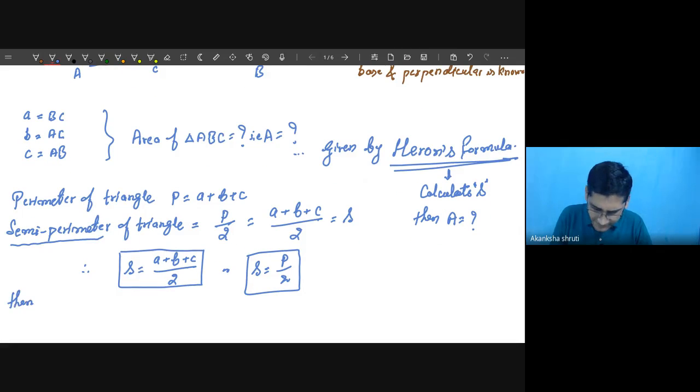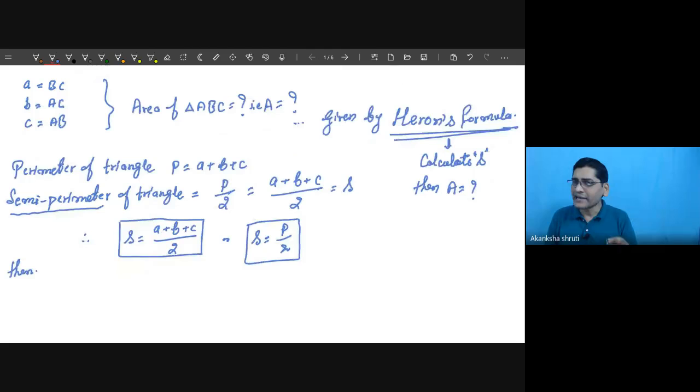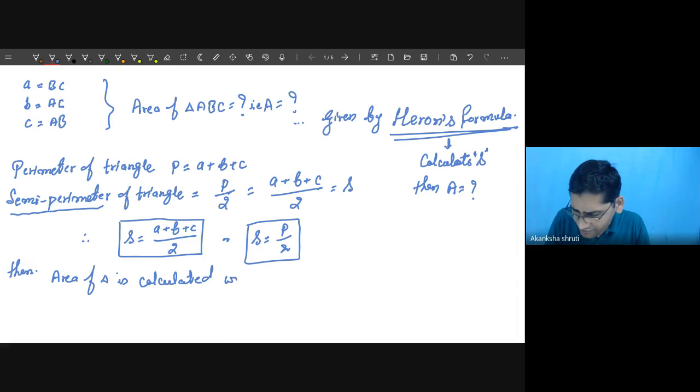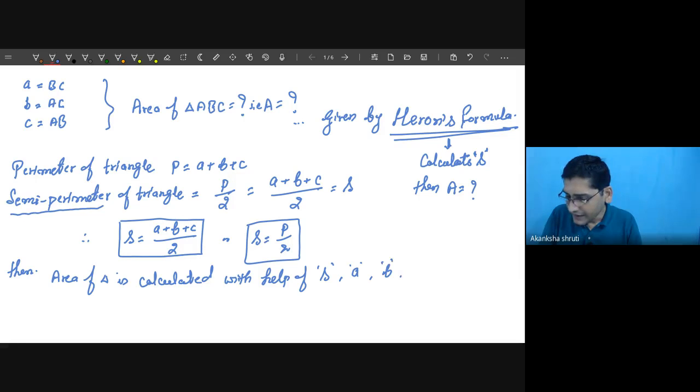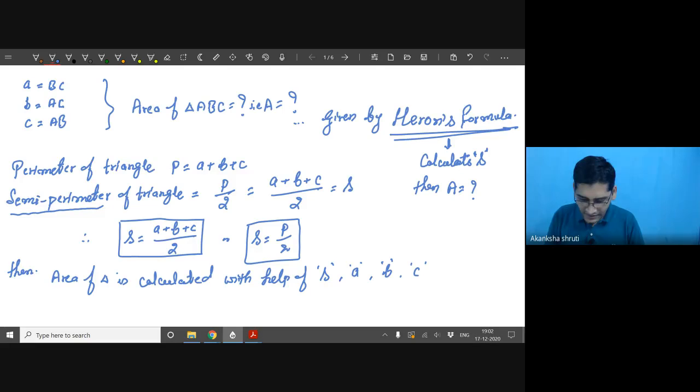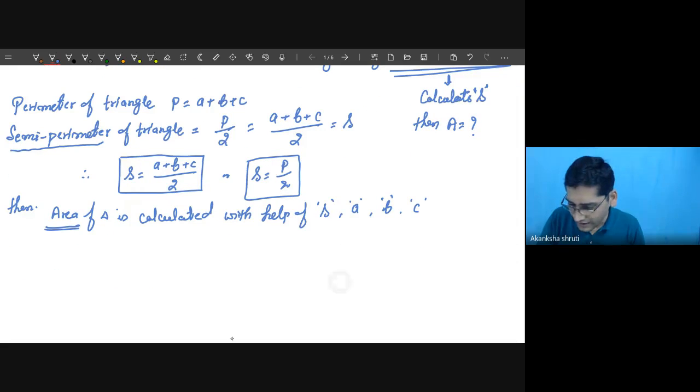Then the area of the triangle can be calculated in terms of the semi-perimeter S and all three side lengths a, b and c. It means the area of the triangle is related to its semi-perimeter and its side lengths.